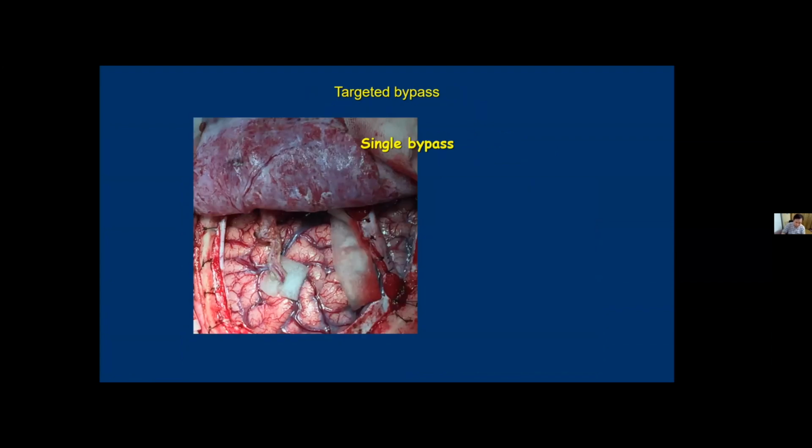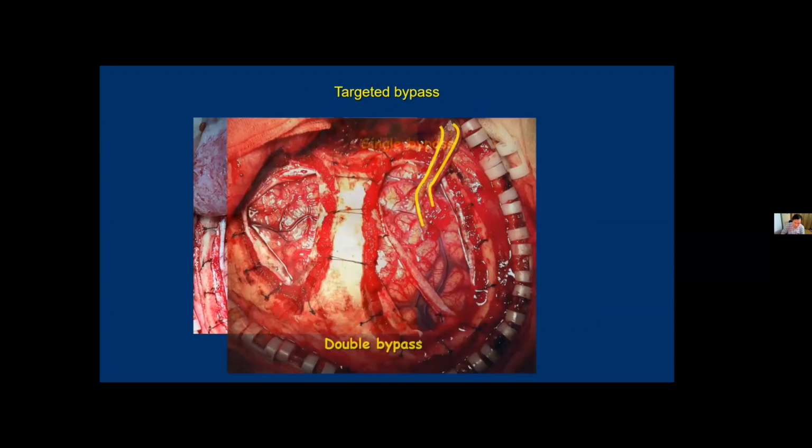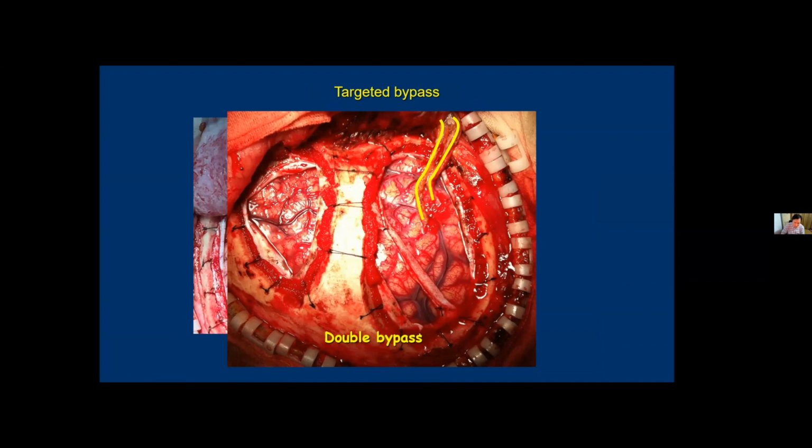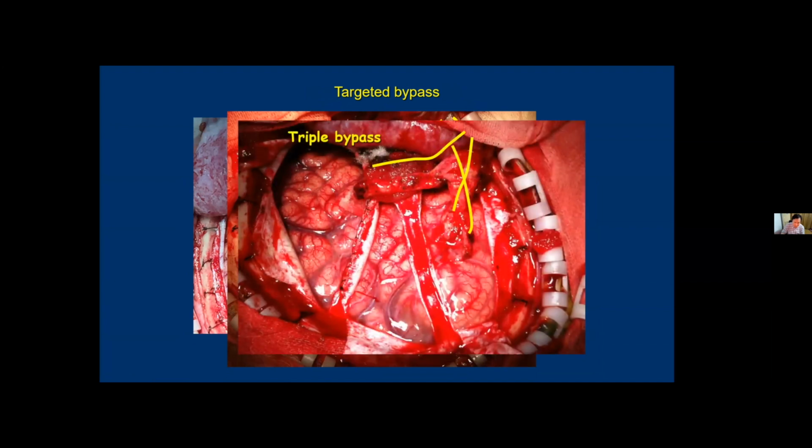So this is a targeted bypass, which should be located in the low pressure zone. So this is a single bypass, double bypass, even triple bypass. For double barrel or triple barrel bypass, normally one stoma in the superior trunk territory, one in the inferior trunk territory of the MCA.